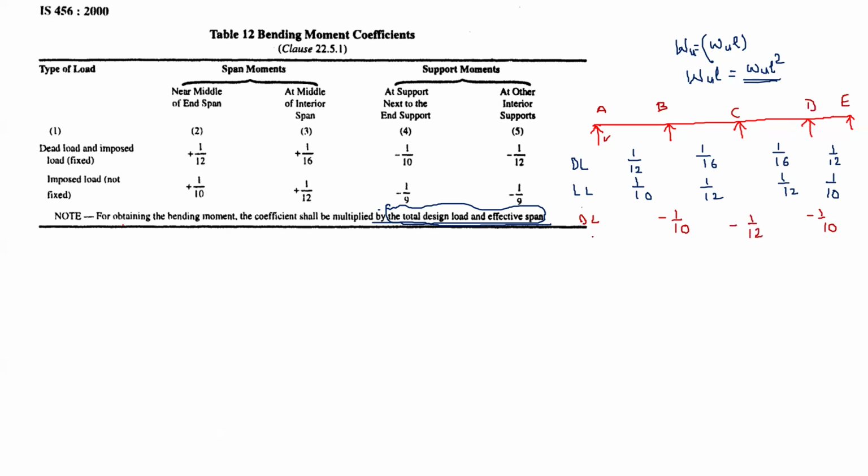And for live load, that is imposed load, you can say, we have minus 1 by 9, minus 1 by 9. And then likewise we will get this. So for the average, WL square by 9 for this and WL square by 9 for this, then we have to add these, and that we are saying as the average.